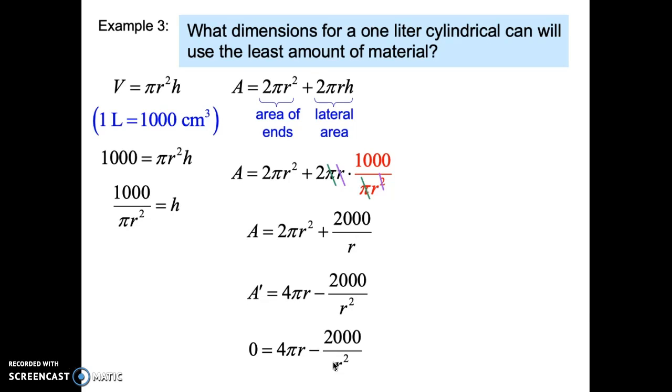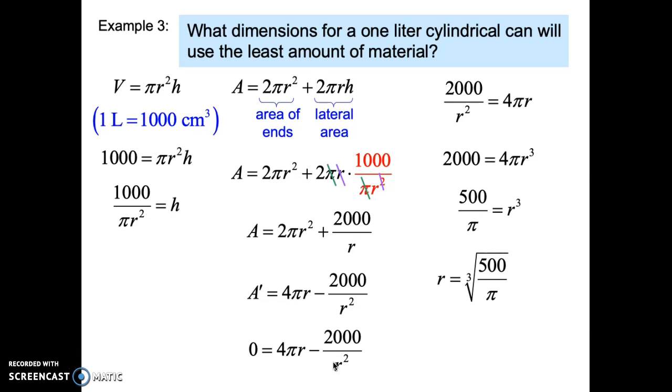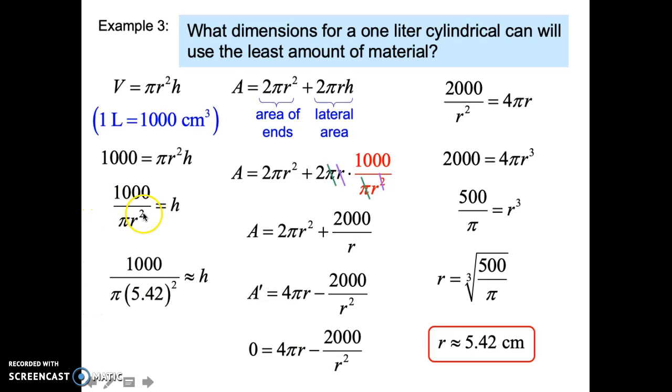After we find the derivative, we set it equal to 0 and just solve for R. R equals the cube root of 500 divided by pi, which is approximately 5.42 centimeters. So we plug that back into what we got for H. H equals 1,000 over pi times 5.42 squared, and H is approximately 10.83 centimeters.